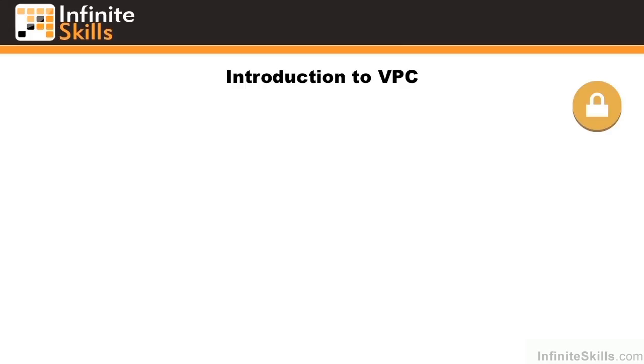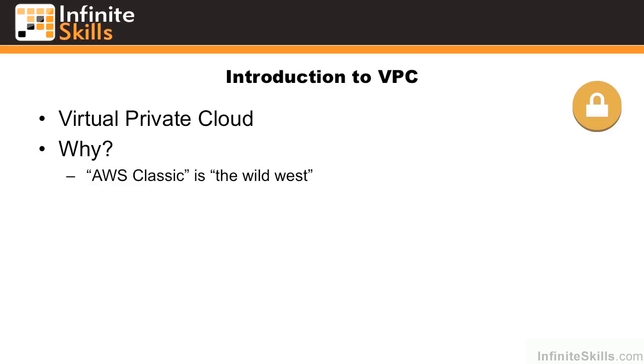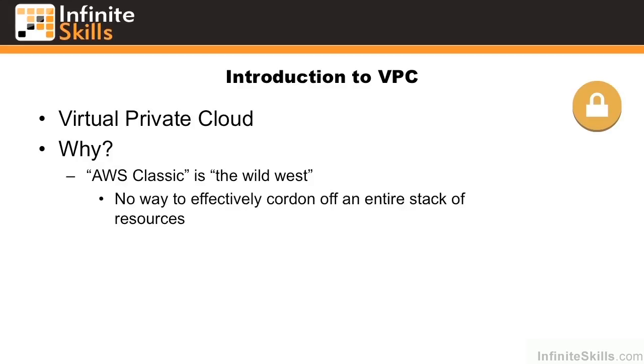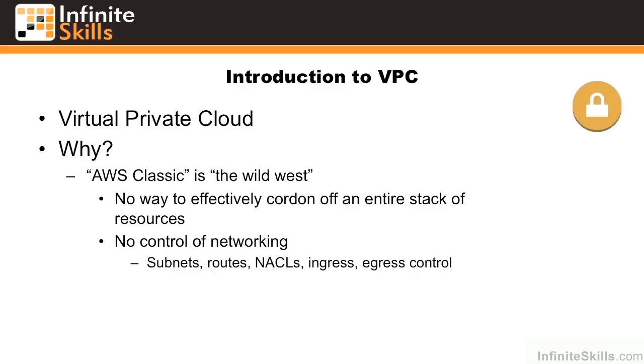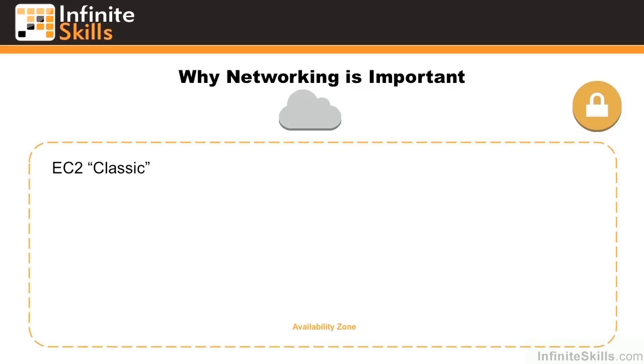In this presentation, we're going to explore VPC, or Virtual Private Cloud. VPC came out of the need to secure resources. AWS Classic is really the Wild West. There's no way to effectively cordon off an entire stack of resources, and there's no control of networking. Stuff like subnets, routes, network access control lists, and ingress and egress control. EC2 Classic was unable to satisfy many of the network security or NetSec requirements.